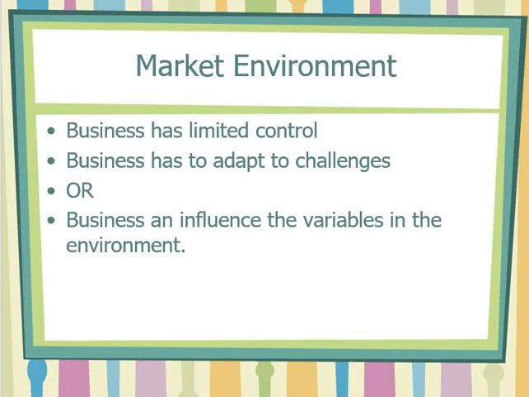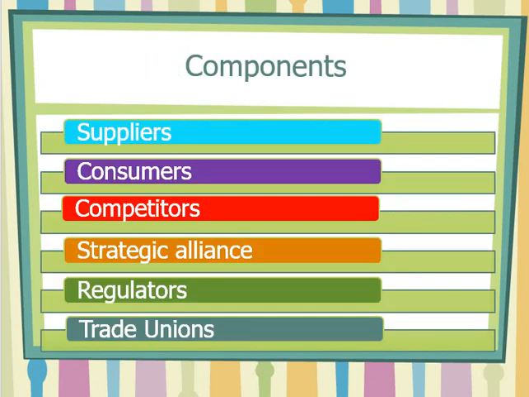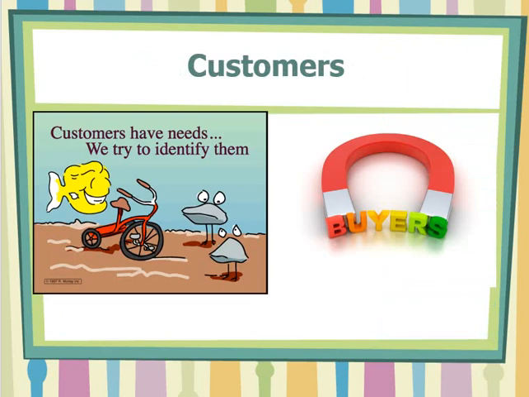Right, so what are the components of the market environment? It's your suppliers, your consumers, your competitors, those people you join in with strategic alliances. It's your trade regulators and your trade unions. So what do we know about the customers? Okay, so customers have the biggest effect on your business because they have the buying power. So you want to do everything to attract them, okay? Because without your customers, your business is not going to exist, right?